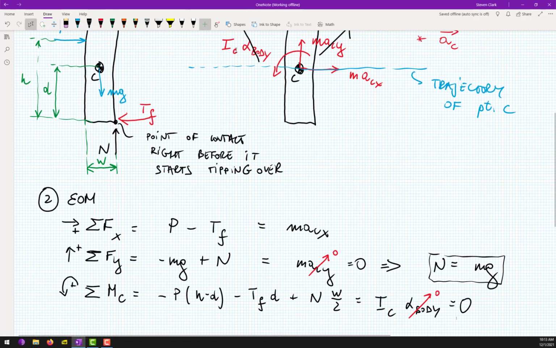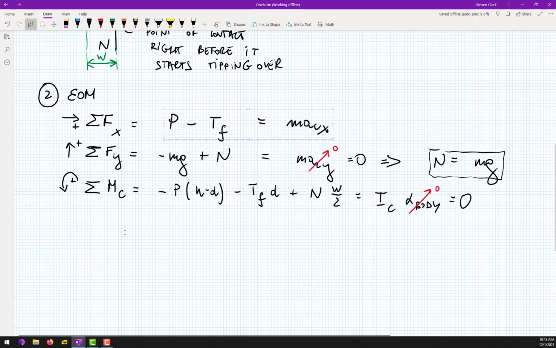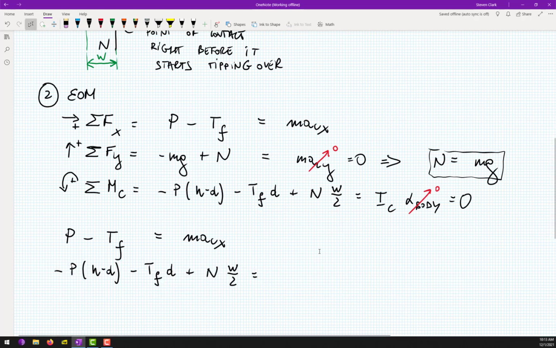Okay, so what was the next step in our recipe? We will just count equations and we'll count unknowns. Okay, so we have this equation here. We have this equation here. This is equal to 0. Okay, so I think that ACX is not known. And I think that the distance is not known, yes? Oh, and TF also. But we can fix that problem, yes?